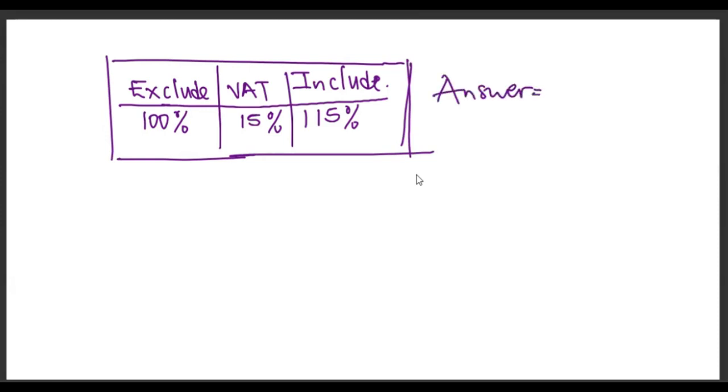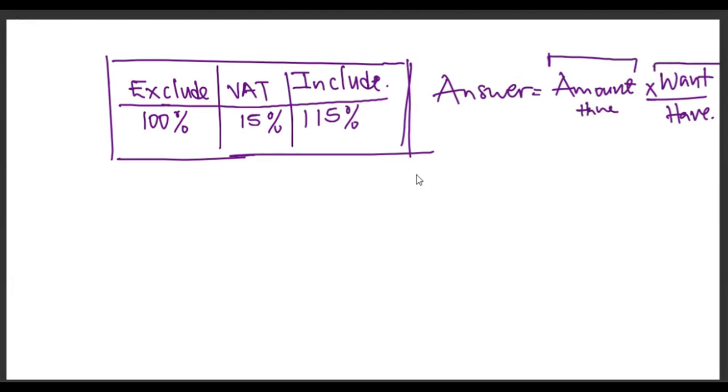the amount you have times the percentage that you want over the percentage that you have. These are amounts that you have, and on this other side we shall need percentages. These are values.